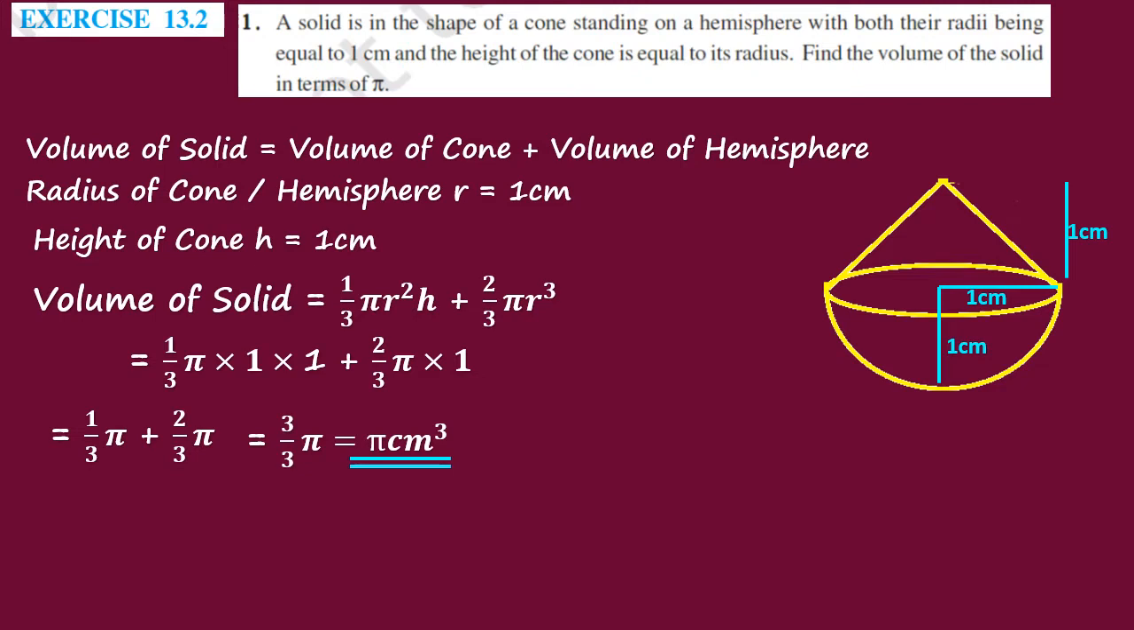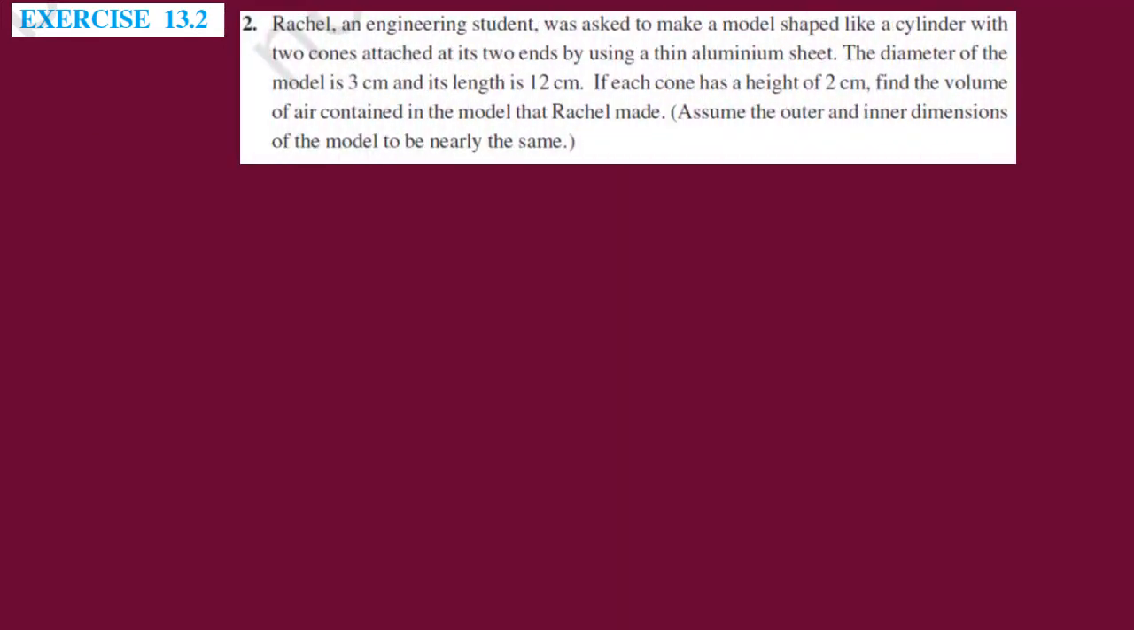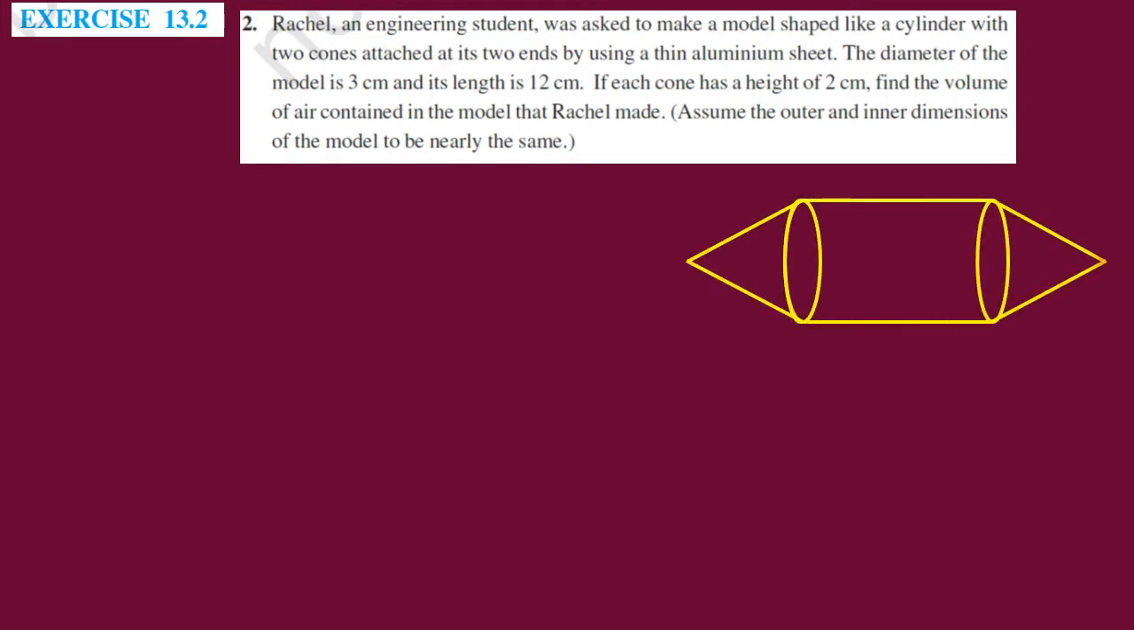Now let us move on to question number 2. Rachel, an engineering student, was asked to make a model shaped like a cylinder with two cones attached at its two ends by using a thin aluminium sheet. So let us stop here and see the figure first. So it's a figure, and now look at the measures.